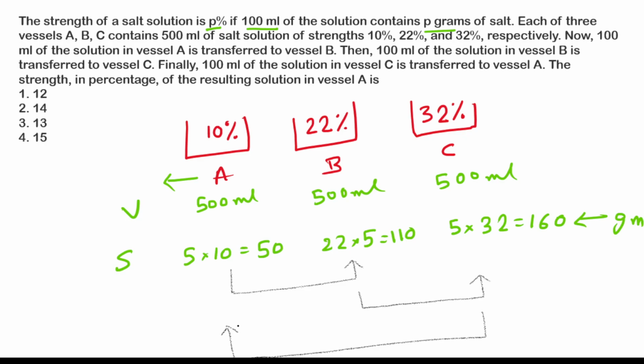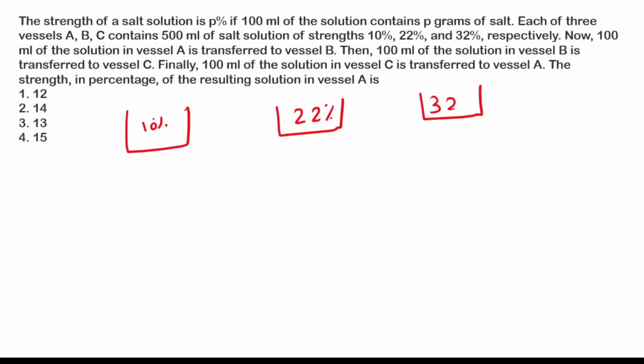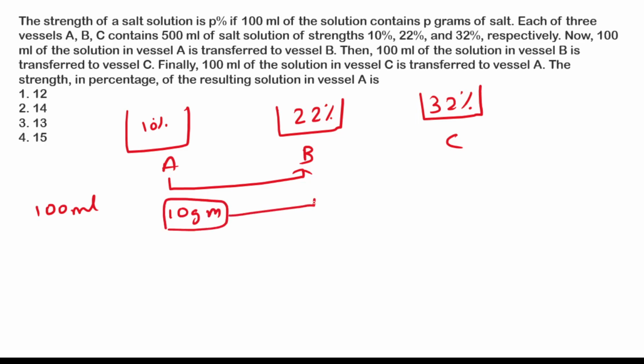So let us draw this again. This is A, this is B, this is C. In strength, we will also write 10%, 22%, and 32%. Now first event is 100 ml of A is transferred to B. In 100 ml of A, what is the amount of salt? 10 gram. So 10 gram of salt is taken from here to here.